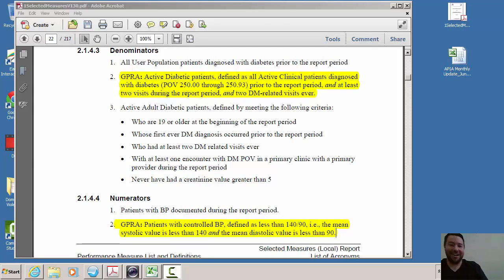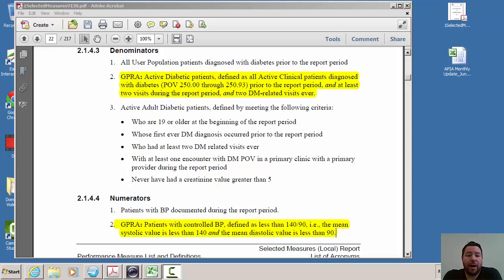We're at the Nina Wellness Center in Kenai, and we've been doing GPRA measures and doing little videos on here. One of the things we're going to take a look at now is we're going to start delving into the diabetes measures. And the first one we're going to look at is diabetes blood pressure control.